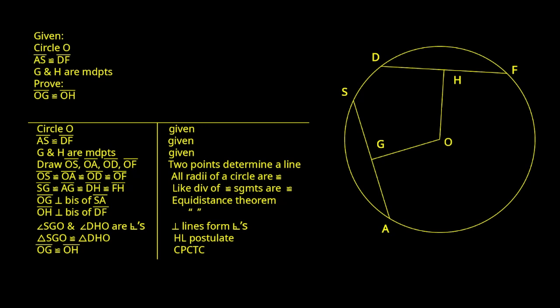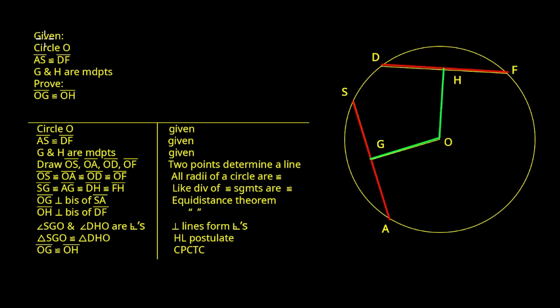In this video, we will be proving that if we have a circle and we have two congruent chords to that circle, so we have chord DF and chord AS here. If these are congruent, then the distance from the center of the circle to the midpoint of those two chords, those two segments are also congruent. So that's showing it visually.